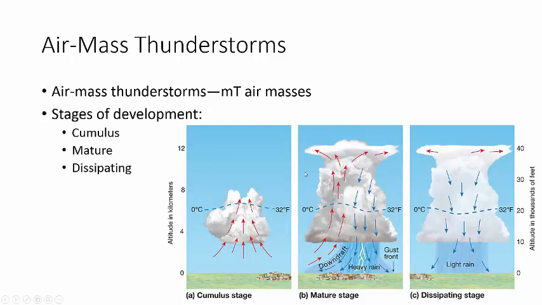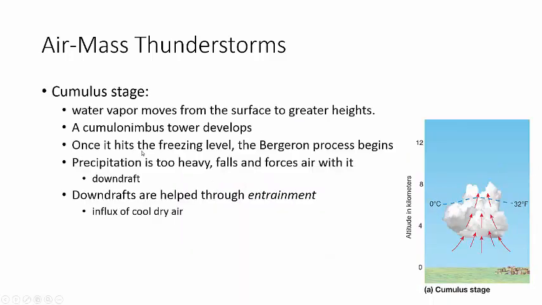And the second stage is the mature stage. As you can see, this is when the bad stuff starts happening. And then the last stage is the dissipating stage, kind of. These two are actually pretty well named. All of them are pretty easy for names. Anyway, let's dive into them. So, cumulus stage.